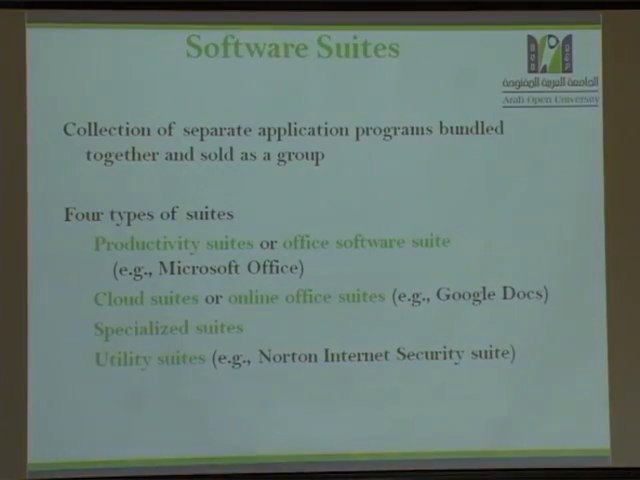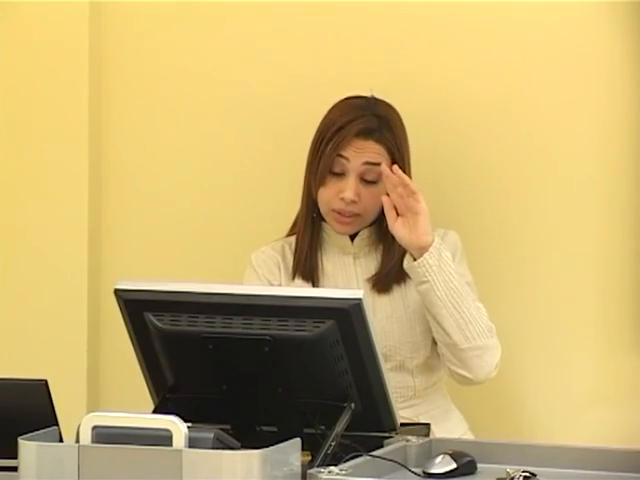The first one is the productivity suite or office software suite, just like Microsoft Office. You will find word processing programs, Excel or spreadsheet programs, presentation programs, and database management system programs as well. Then we have the cloud suites or online and offline suites. We also have special suites and utility suites, like security suites, internet and network suites, such as the Norton Internet suite. Let's talk about them in detail.